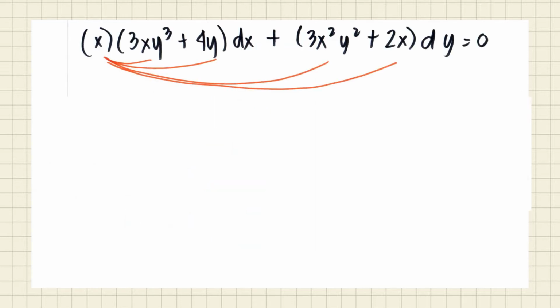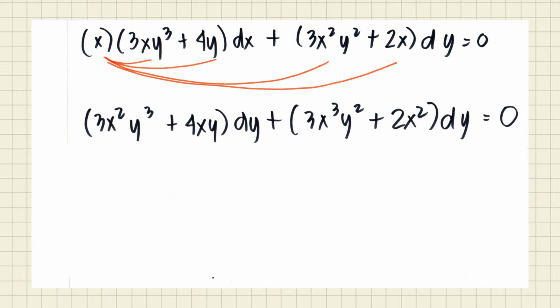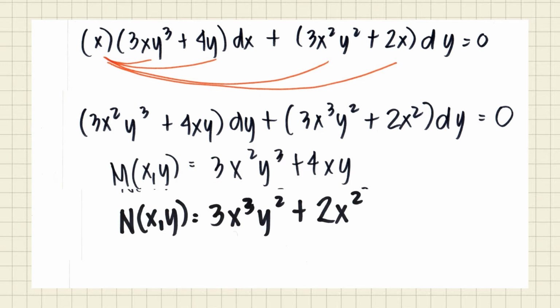Next ay i-multiply na natin ang ating nakuhang IF, which is x, sa ating equation, which is (3xy cubed plus 4y) dx plus (3x squared y squared plus 2x) dy. Ang makukuha nating sagot ay (3x squared y cubed plus 4xy) dx plus (3x cubed y squared plus 2x squared) dy equals 0. So, may bago na tayong M, which is 3x squared y cubed plus 4xy. May bago na rin tayong N, which is 3x cubed y squared plus 2x squared.